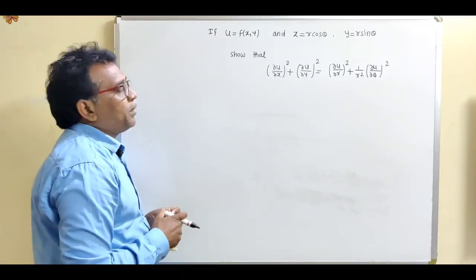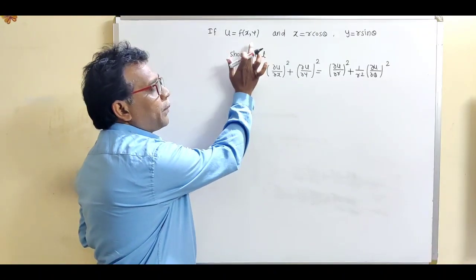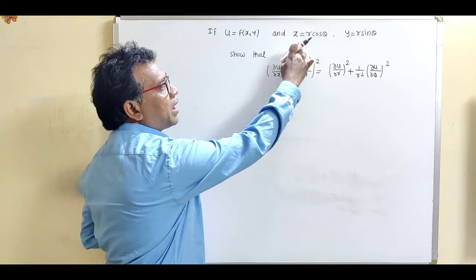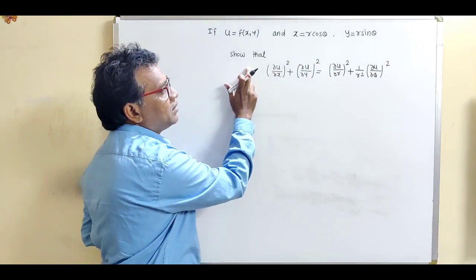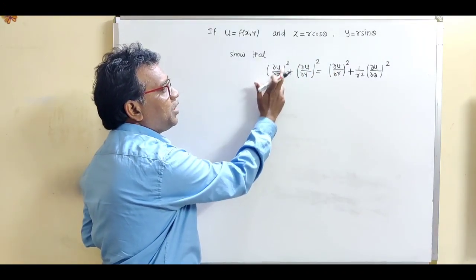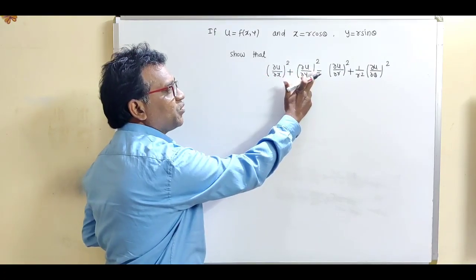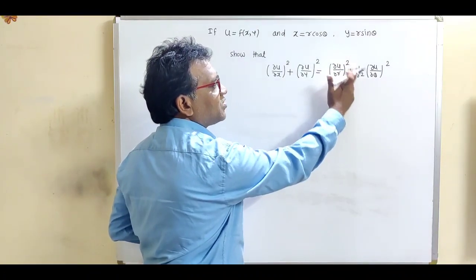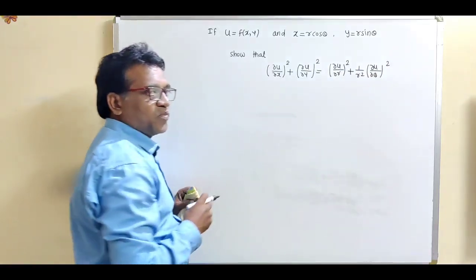Now see, this is the example. If u is equal to f of x, y, where x equals r cos theta and y equals r sin theta, then show that the partial derivative (del u by del x) whole square plus (del u by del y) whole square is equal to (del u by del r) whole square plus 1 upon r square (del u by del theta) whole square.